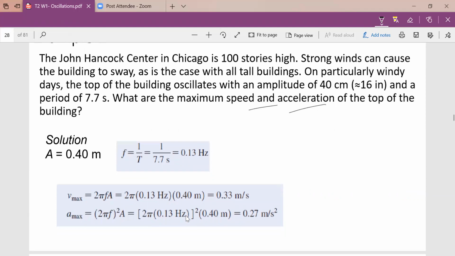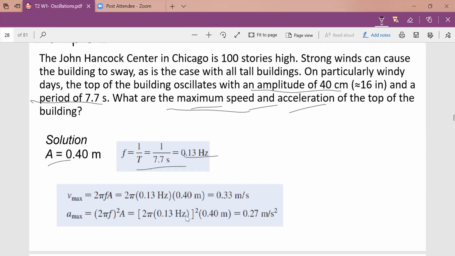Maximum speed and acceleration, what was given? They gave us the amplitude, which is the A, and they gave us the period. Good, and they're asking us for what? Maximum speed and acceleration at the top of that building. Since the period and the amplitude are given, you can actually obtain the frequency from the period.